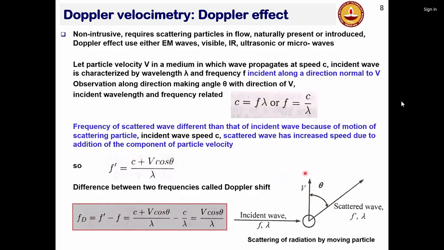Now, the fact that the particle is moving means the frequency is going to be different compared to had the particle been stationary. So this new frequency f dash is basically the speed of sound c plus v cos theta, divided by lambda. So there is a difference in the frequency between the scattered wave and the incident wave, and this is known as Doppler shift.